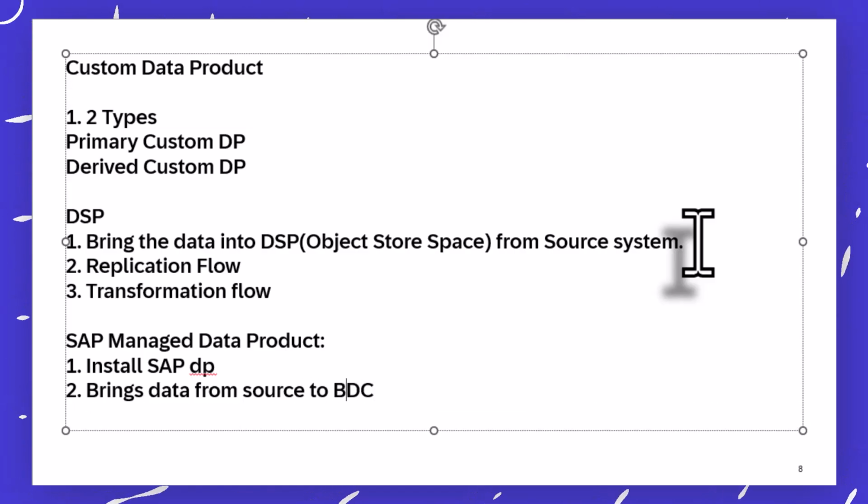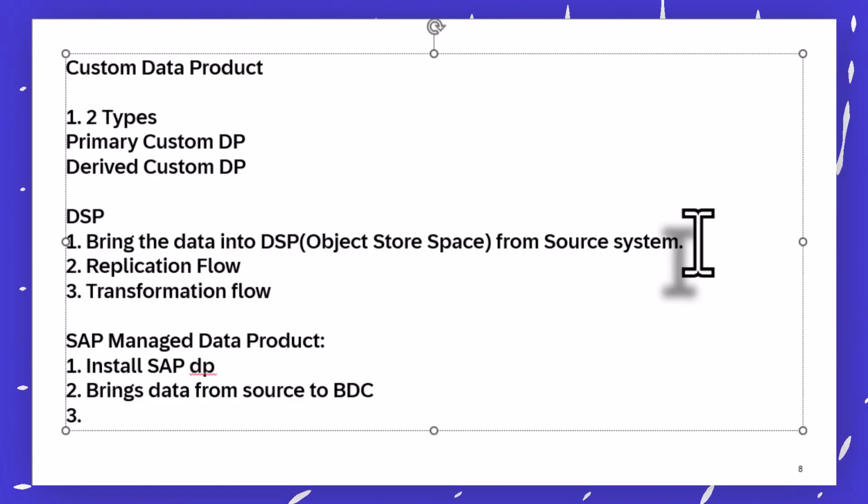And in BDC, we know there is something called the foundation service, or, as I told you in the previous video, the object store. The data comes and sits in the object store. In this object store, they have implemented something called a medallion architecture, like the bronze, silver, gold layers you have seen in the big data world. Here also SAP maintains this medallion architecture.